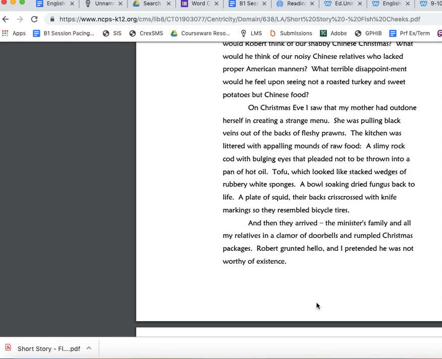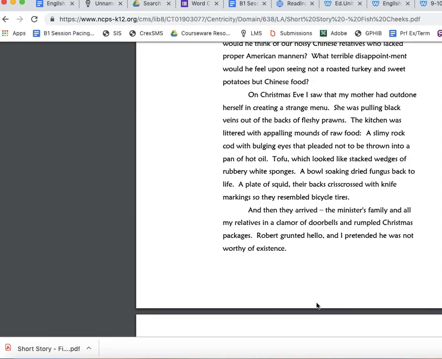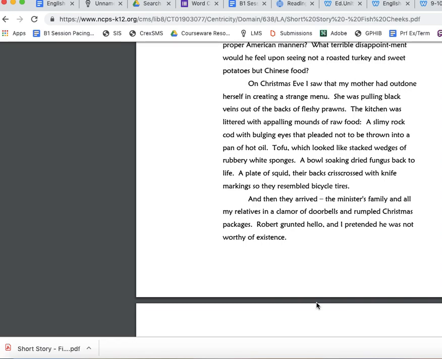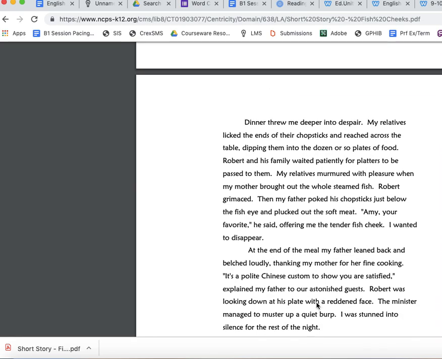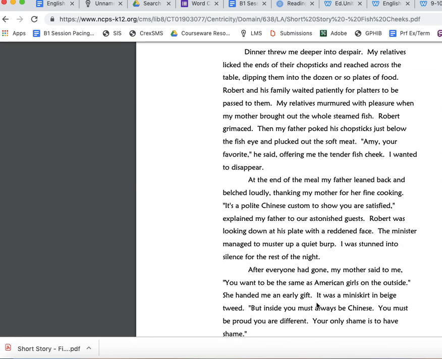So what does that tell us about how our speaker feels about Robert? And what conclusion can we draw about what she wants him to feel about her, right? Why might she be so disappointed in the meal and this process that's happening right now on Christmas Eve? Okay, so the next page.